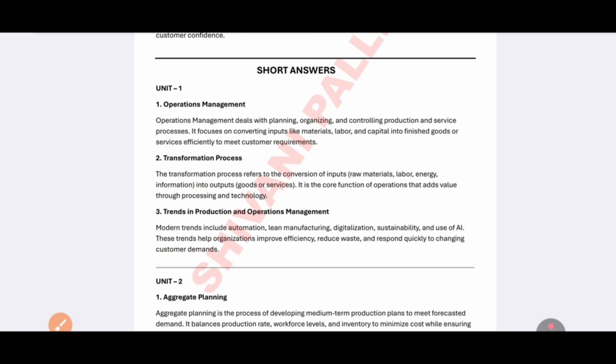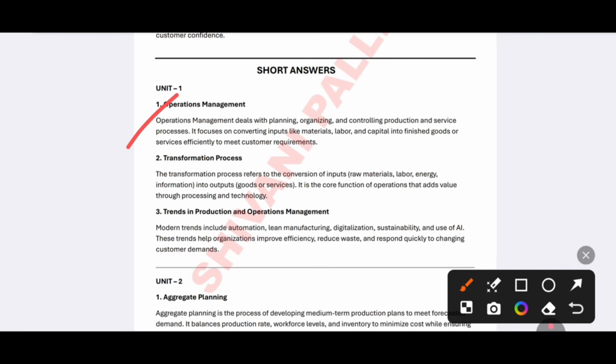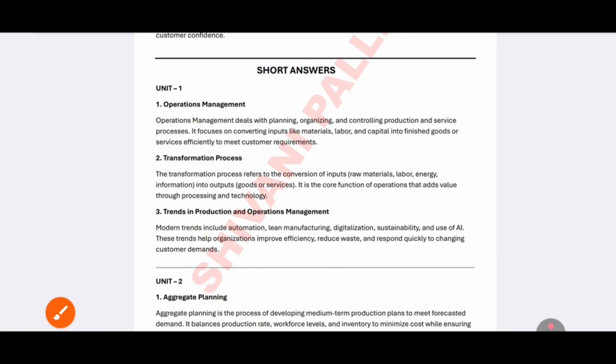Again I am telling, operations management deals with planning, organizing and controlling production and service processes. It focuses on controlling inputs like materials, labor, capital into finished goods or services effectively and efficiently according to the customer requirement. As per the customer requirement, they are going to serve the customers. So for that case, operations management is useful.